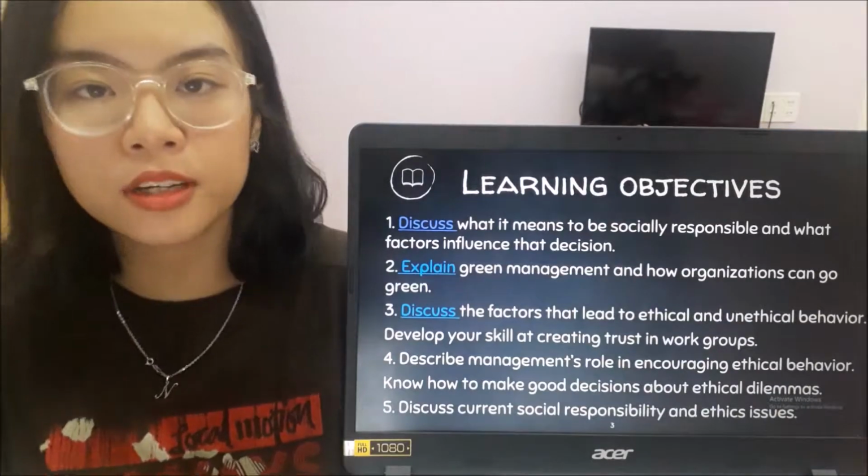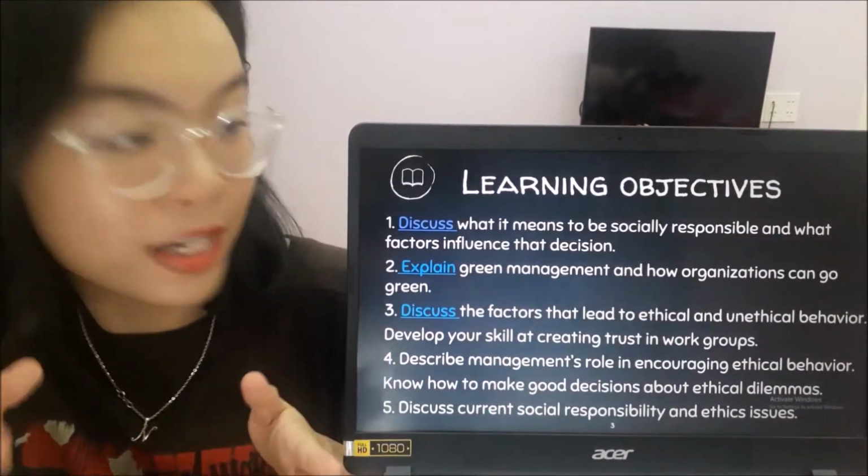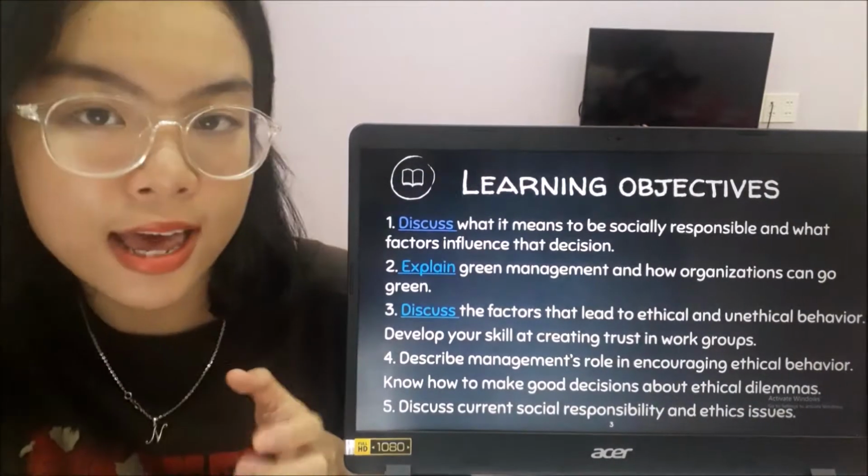We must remember after learning this chapter. So first, let's discuss what social responsibility is and what factors influence their decisions.